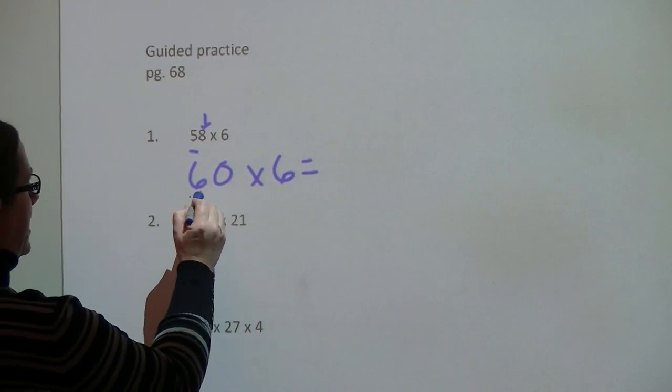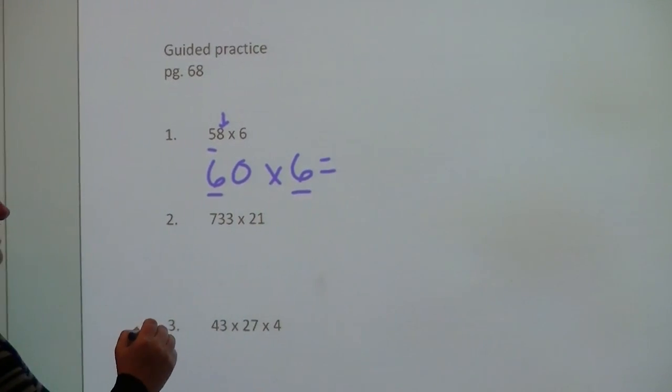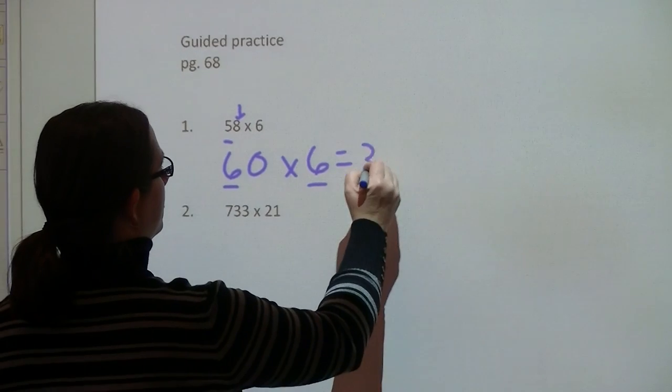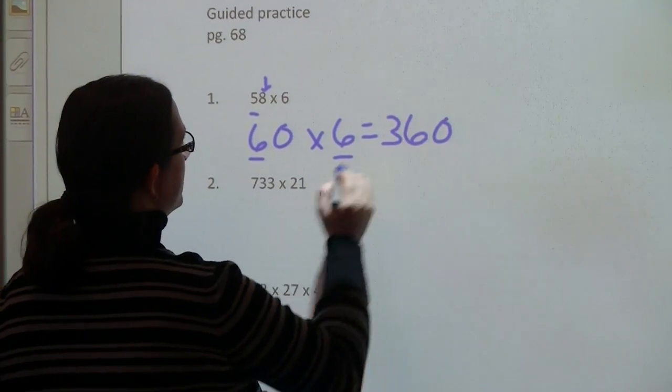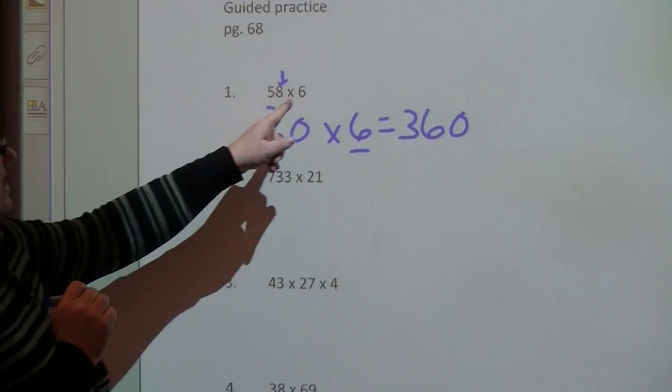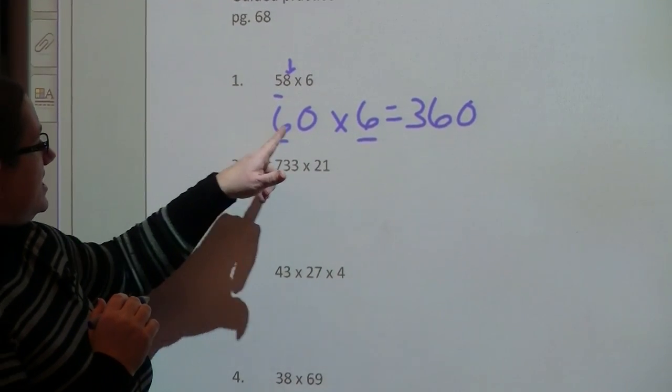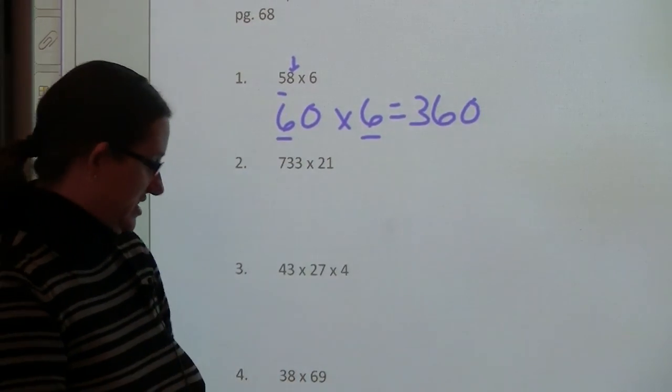Again, we can do the basic fact, which is 6 times 6 now, which gives us 36. Good. And then we go back and add our zeros, which is 1. So the estimate for 58 times 6 goes to 60 times 6, which equals 360.